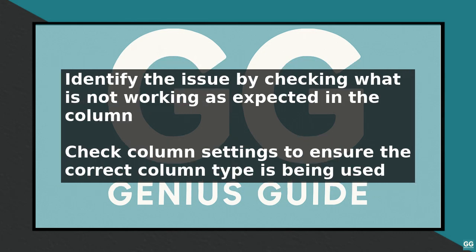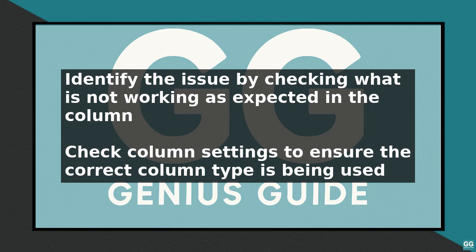When troubleshooting column types, the first step is to identify the issue. Ask yourself what is not working as expected. Is the data not being displayed correctly, or are you unable to enter data into a column? Once you have identified the issue, check the column settings to ensure that the correct column type is being used.